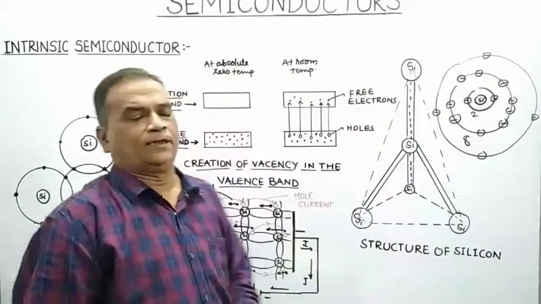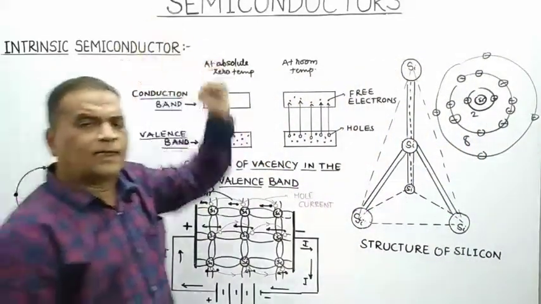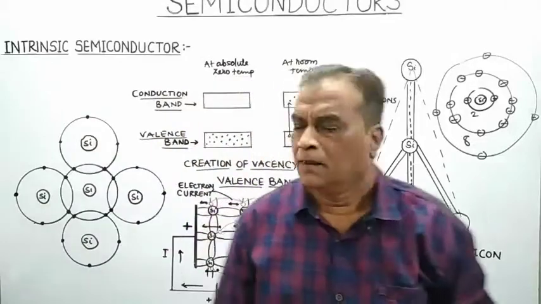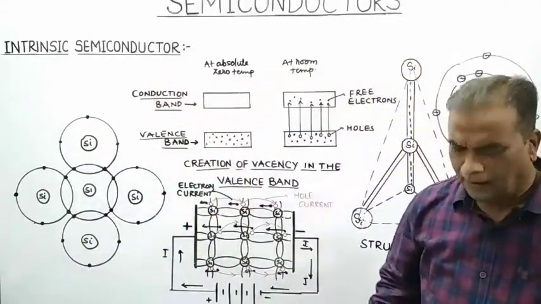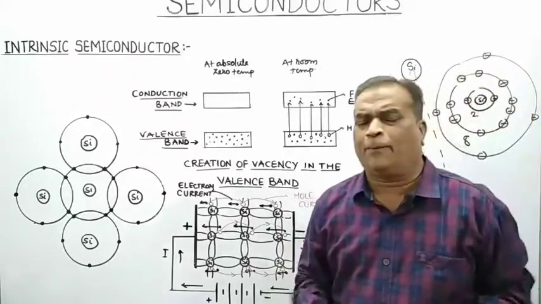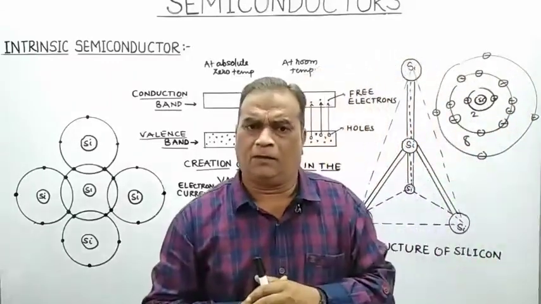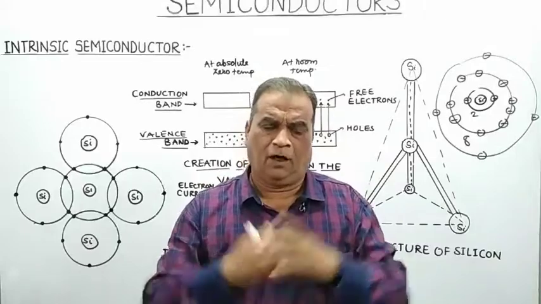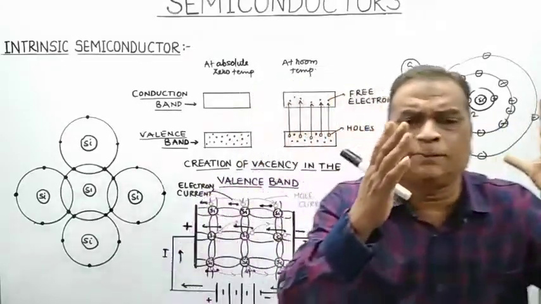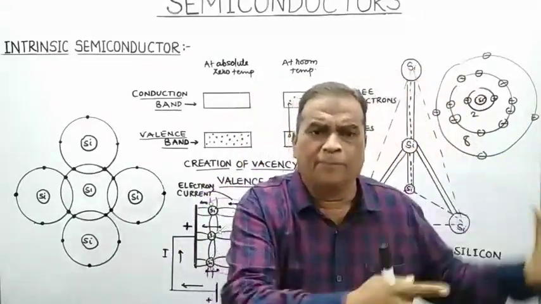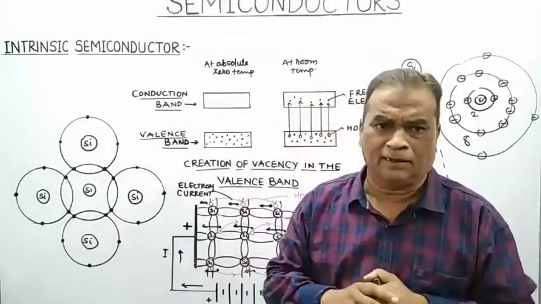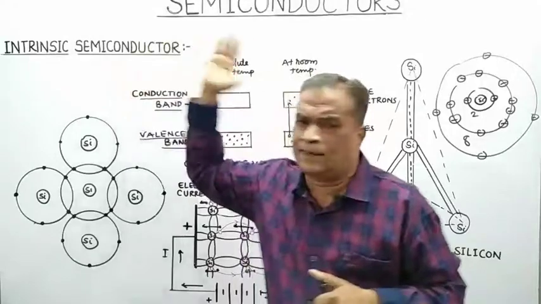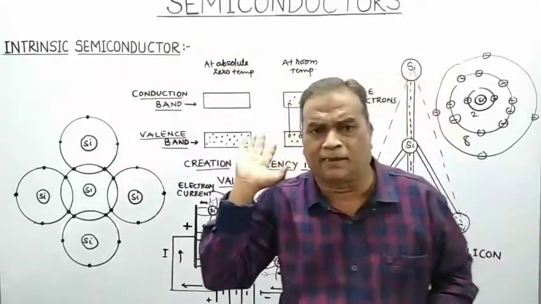Good morning, students. So today this is our third lecture on semiconductors, and today's topic of discussion is intrinsic semiconductor. Depending upon the electrical conductivity of a semiconductor, or whether that semiconductor is in pure form or some impurity atom is added to it, we have two types of semiconductor. The first type is intrinsic semiconductor.